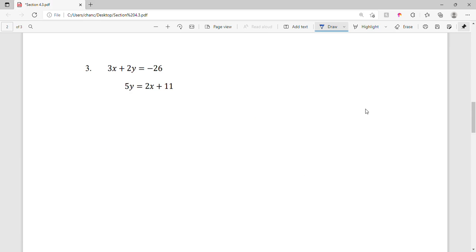In example 3, it's a little bit different. It's not stacked up like the previous examples. So that's what we're going to do first. We're going to stack them up. And for the first one, I'll just leave that alone. It's already in x plus y form, so we'll just leave that alone. For the second one, I can move one of these variables. I will choose to move that 2x here to the left side. So the second equation now translates to -2x plus 5y equals 11.